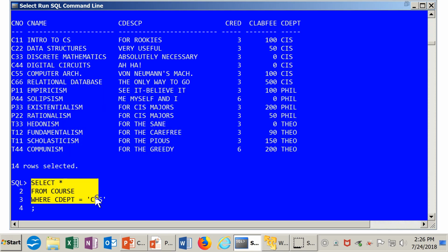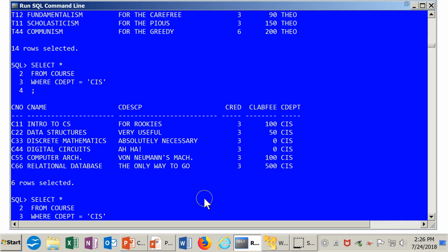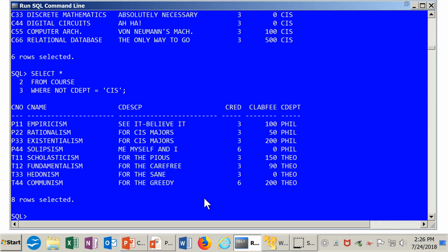We take this query here and make a slight modification to it. Select asterisk from course, where the department is equal to CIS, identifies the rows effectively that we don't want, and we simply say, okay, those are the ones, get rid of them by putting not before the condition. And notice I do indeed get the other rows, philosophy and theology. So not can appear right before a predicate to say the predicate defines rows that I really don't want, and then to say precisely that you don't want them, put not before it.